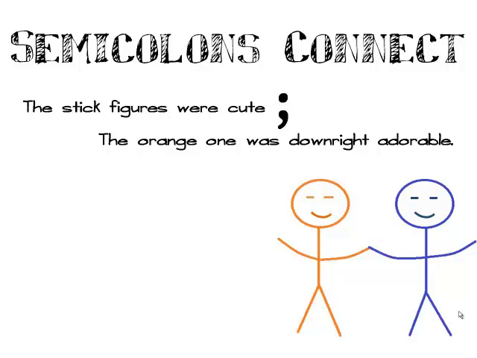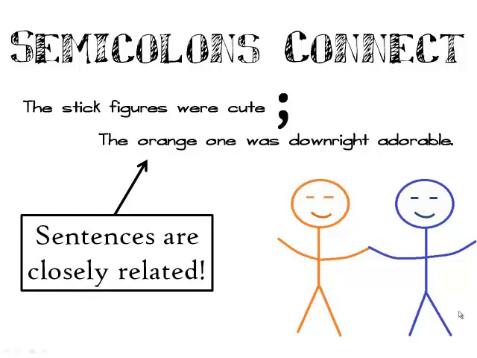Alright, so now we've connected these two sentences, and the only thing left to do would be to lowercase the t on the second sentence. But one thing that I want you to notice about the use of this semicolon is the relationship between these two sentences. They're closely related. And what I mean by closely related is that they deal with the same topic. And not only that, but the second sentence, or even second thought, completes or extends the thought that was expressed in the first sentence.